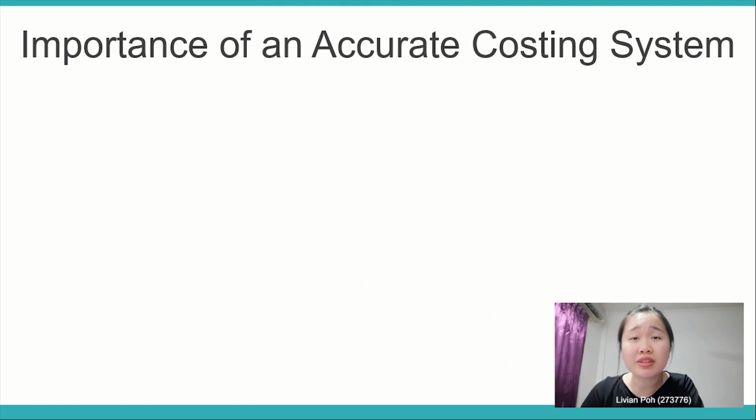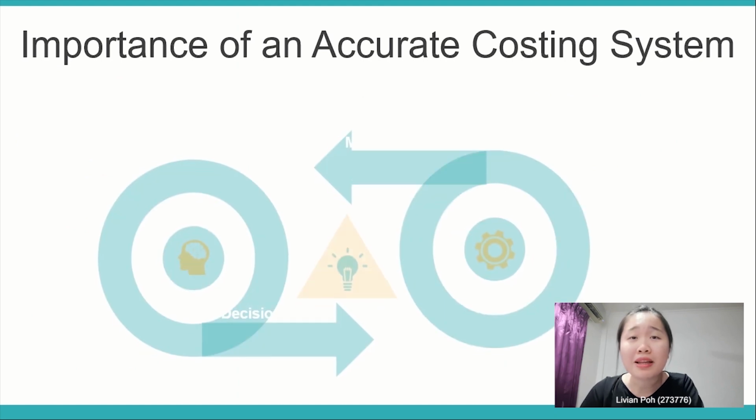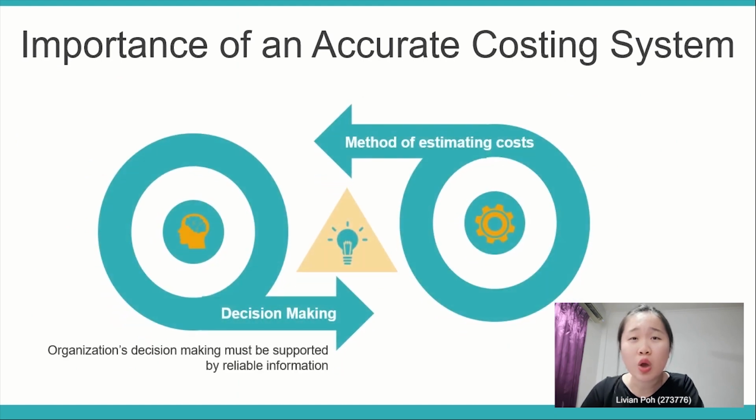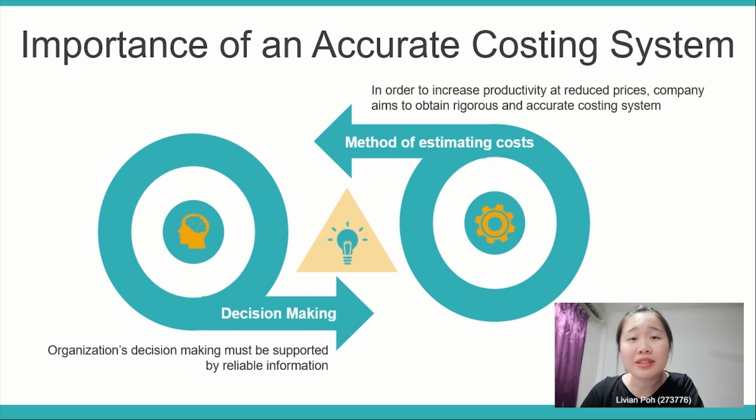In order to carry out the decision-making process, the management team of an organization would need to refer to reliable information regarding the industrial cost and their profitability, as customer satisfaction is a key prerequisite for the viability of companies and organizations. Companies had to obtain a rigorous and accurate costing system to increase productivity at a reduced price to meet the customer's expectation.